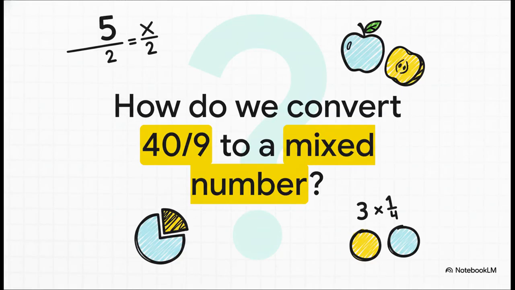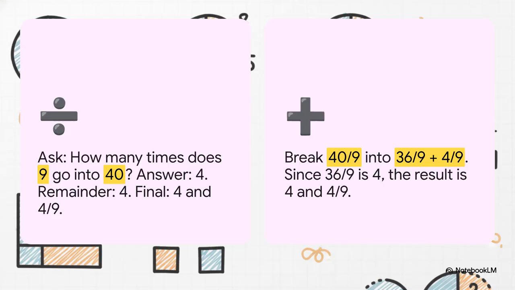So to show you how these methods work, let's grab a new example. Let's take the improper fraction 40 over 9. The question is, how do we turn this into a nice, clean mixed number? All right, so here are the 2 ways, side by side. On the left, we have the division method. This is probably the one you're most familiar with.